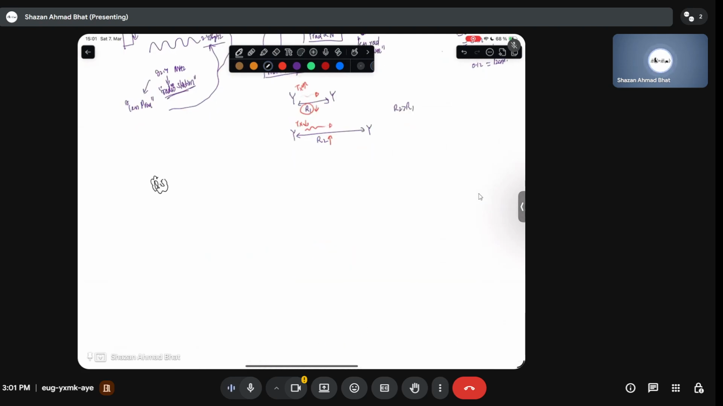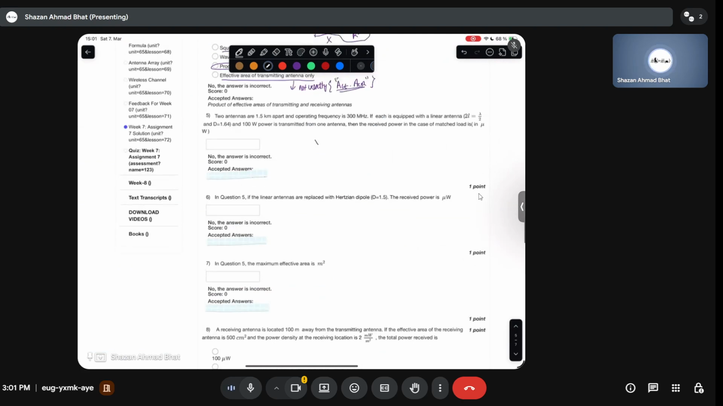Question 5 tells you that you have two antennas which are separated by 1.5 kilometers, and they are operating at 300 megahertz, which is super cool. And it's equipped with a linear antenna, where 2L equals lambda by 2. That means L is lambda by 4. And the directivity is 1.64. We have talked about this directivity in the week 6 lecture. And 100 watts of power is transmitted, which is huge. So the power transmitted is 100 watts from one antenna.